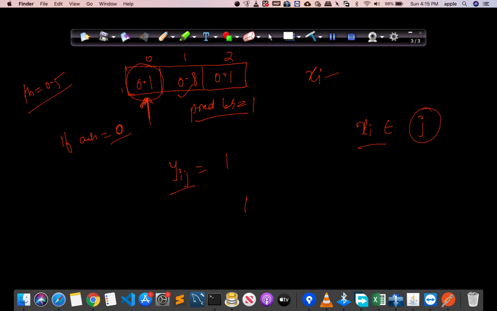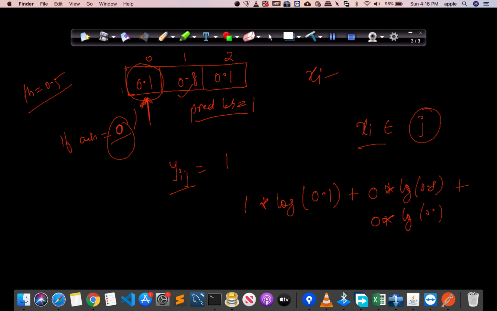Hence, this is 1 multiplied by log of 0.1 plus 0 multiplied by log of 0.8 plus 0 multiplied by log of 0.1. Why 0? Because our actual label is 0, hence we use 1 only for this particular cell and for the rest of the cells it is 0. In our previous case also, this was taken as 1 and the rest was 0 because our actual label was 1. So you just have to remember that you only take those cells whose actual label is present, and for the rest it is 0, so we will not write it anymore.